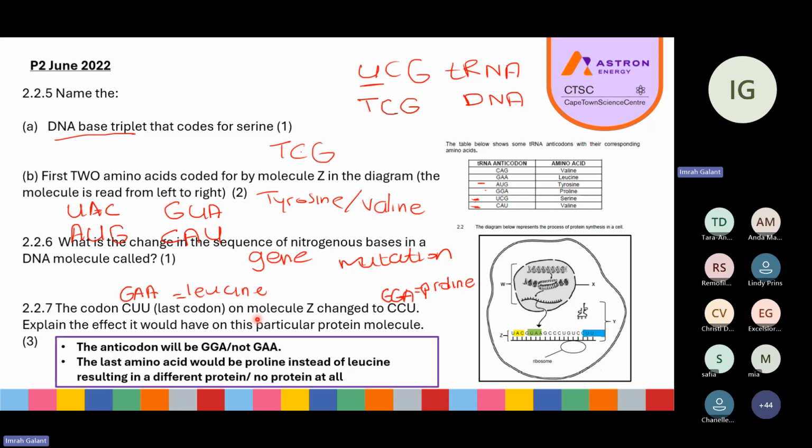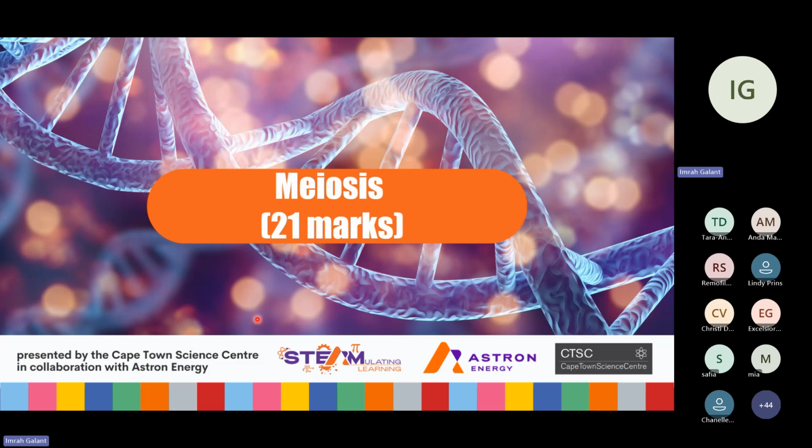And next up, we're going to move on to meiosis, and it counts for 21 marks. So DNA and meiosis are the smaller parts of your paper 2. It's a bit more of the study part of it. But yeah, we're going to move on to the other bulkier sections in a little bit.